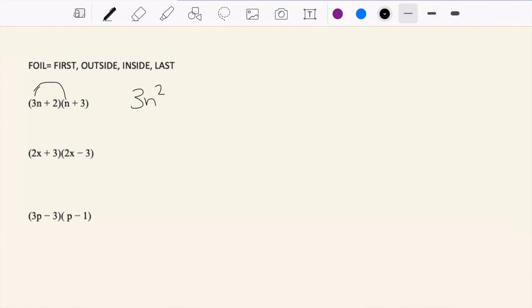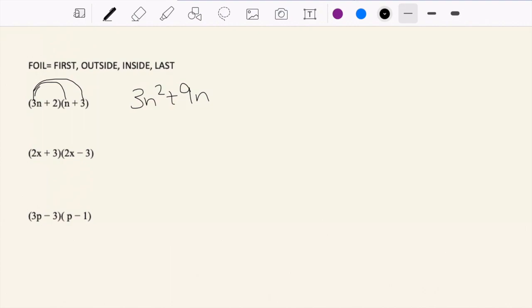And then outside, so 3n is the outside of this one and the very outside of the second set. So we have 3n times 3. And when we multiply, we're multiplying like by like. So it's 3 times 3 and then n times whatever other n's are there. So in this case, it just becomes 3 times 3, which is 9. And then we add that n in. So we have plus 9n.